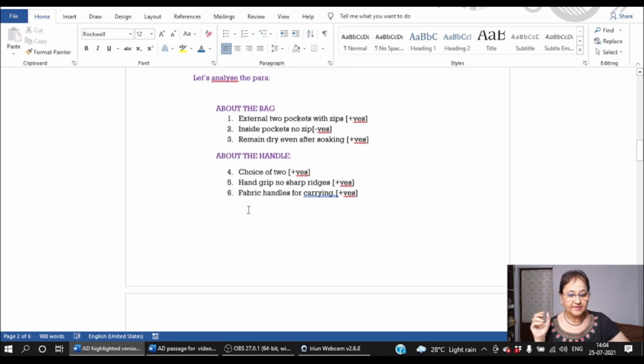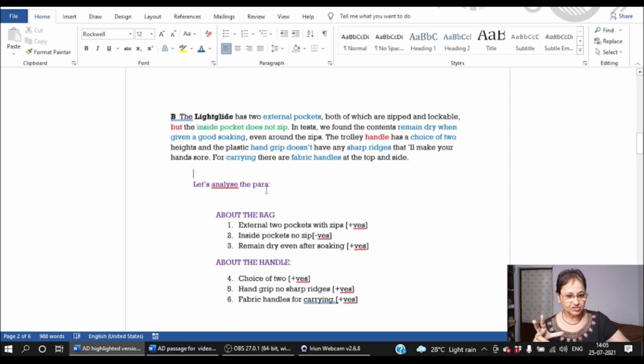Now about the handle, choice of 2. Whenever you have a choice of 2, it's always good. It's always an advantage. But when you have a choice of 1, it is a disadvantage. So that is a positive. Hand grip, no sharp edges. So that is a positive. Fabric handles for carrying, positive. So now you have to get to the list of questions.